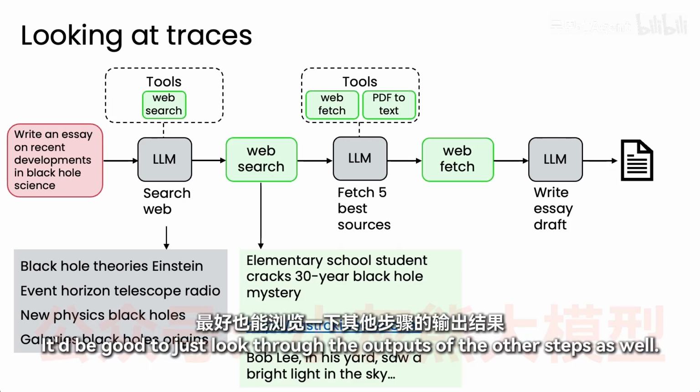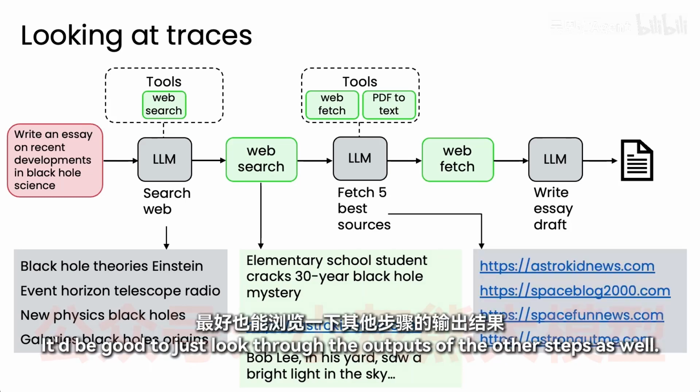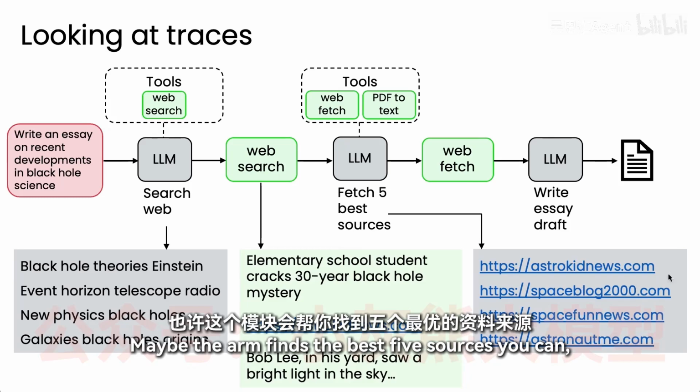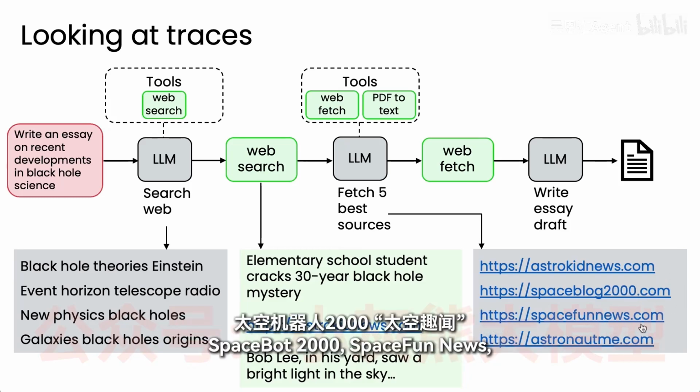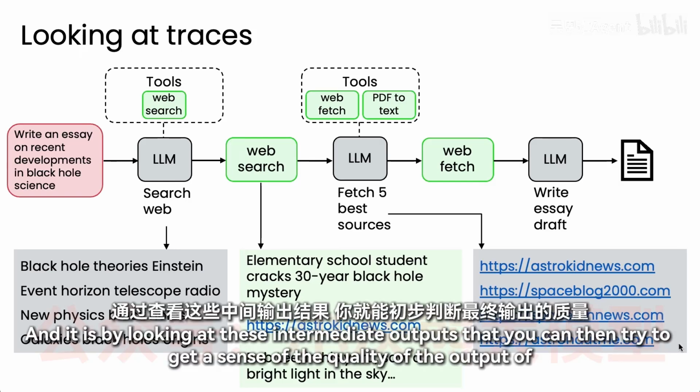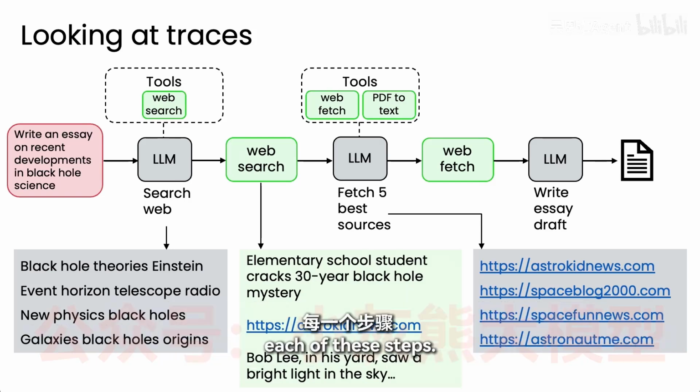It'd be good to just look through the outputs of the other steps as well. Maybe the LLM finds the best 5 sources it can. You end up with Astro Kid News, Spaceball 2000, Space Fun News, and so on. And it is by looking at these intermediate outputs that you can then try to get a sense of the quality of the output of each of these steps.